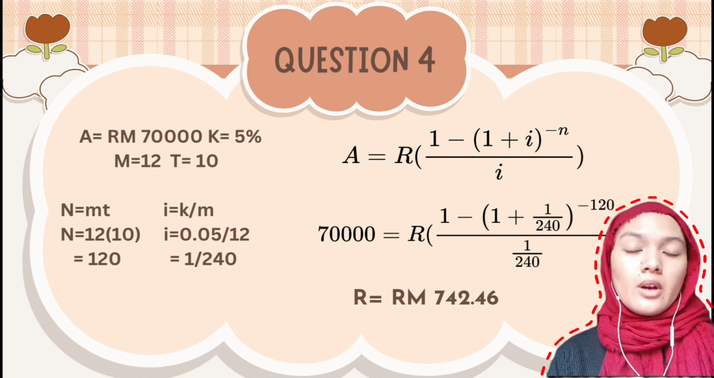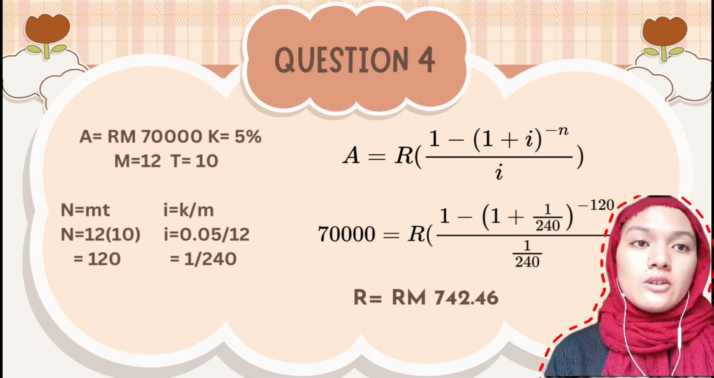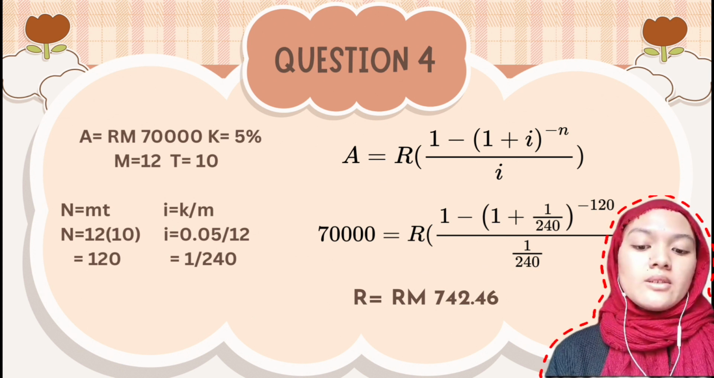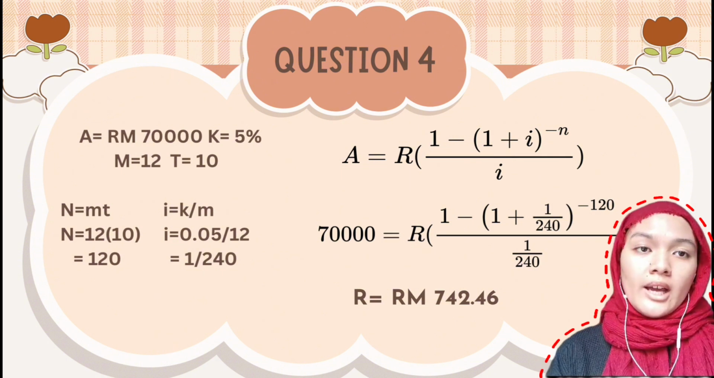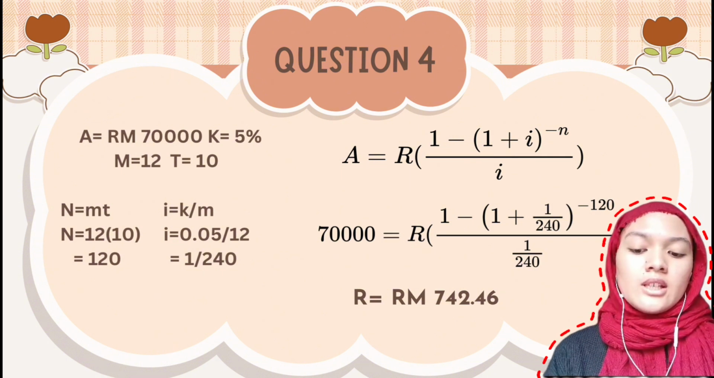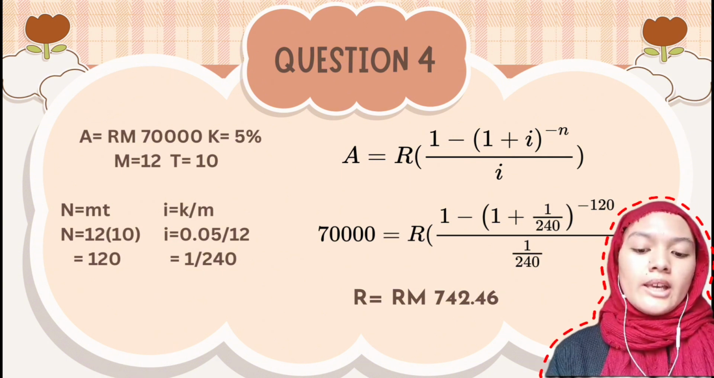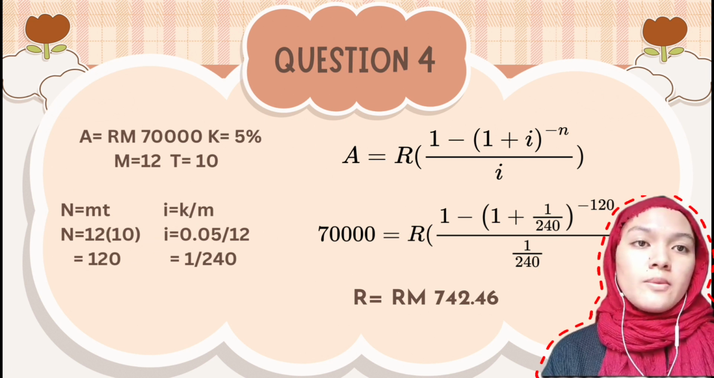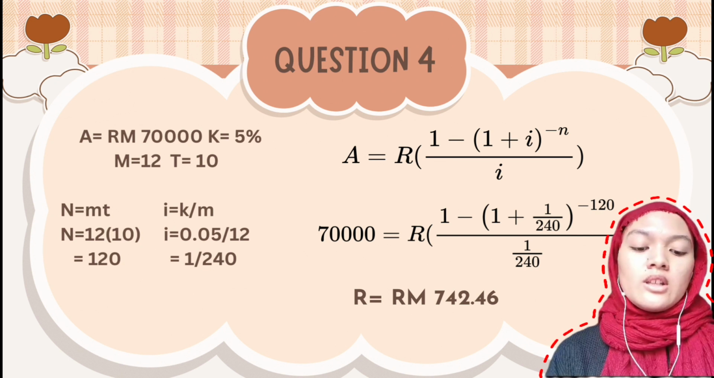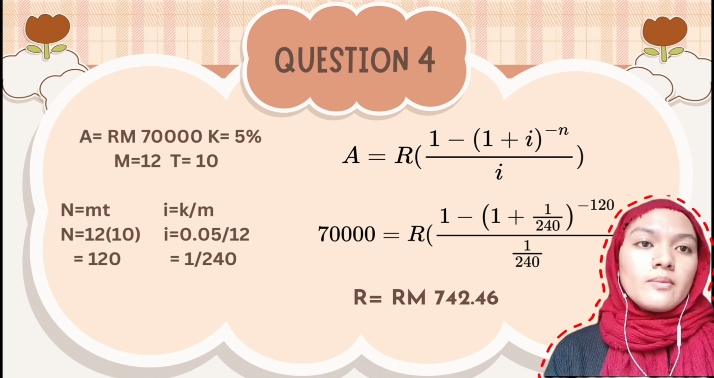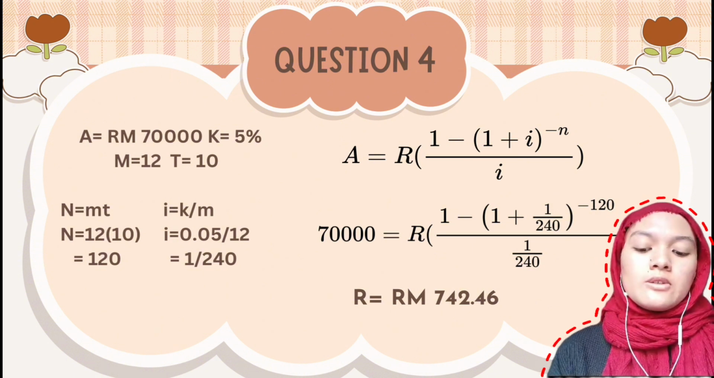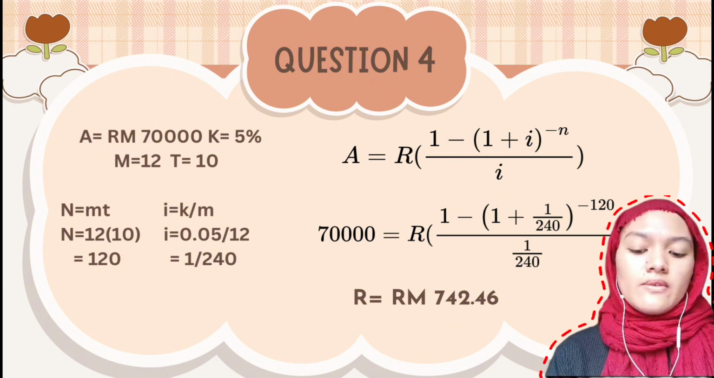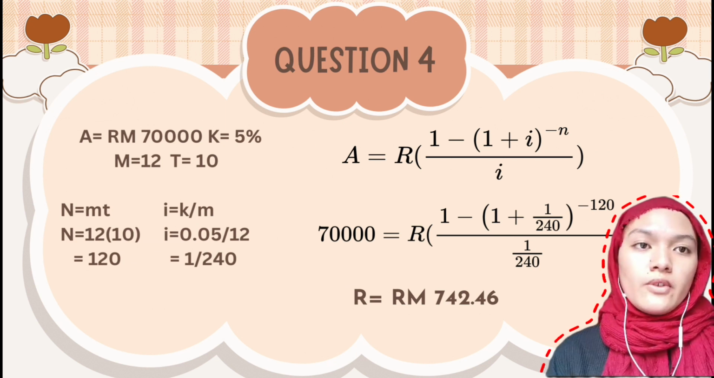So the formula that we are going to use is A equals R, 1 minus (1 plus i) to the power of negative n, over i. 70,000 equals R, 1 minus (1 plus 1 over 240) to the power of negative 120, over 1 over 240. R equals RM742.46.